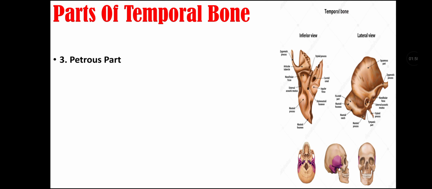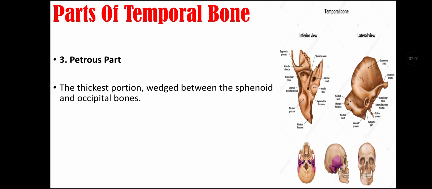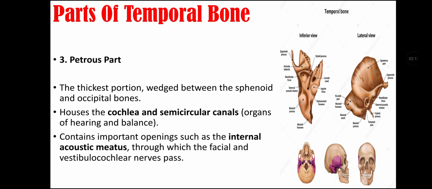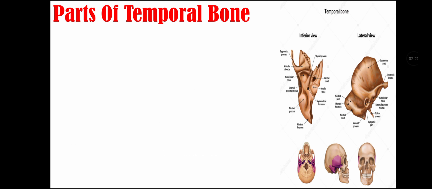Next part of temporal bone is petrous part. It is the thickest portion of temporal bone that is wedged between the sphenoid and occipital bones. It houses the cochlea and semicircular canals that are organs of hearing and balance. It contains important openings such as the internal acoustic meatus through which the facial and vestibulocochlear nerves pass.